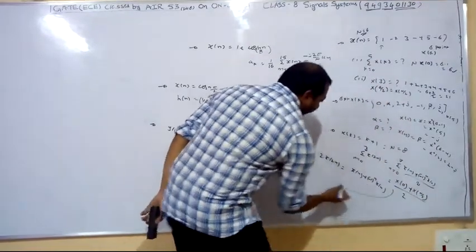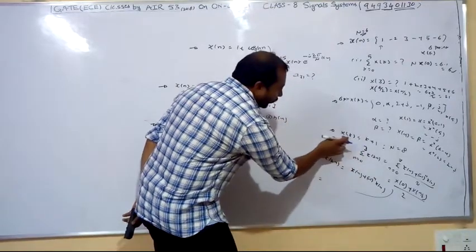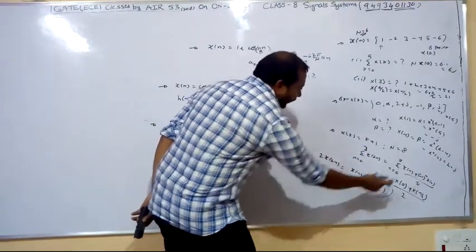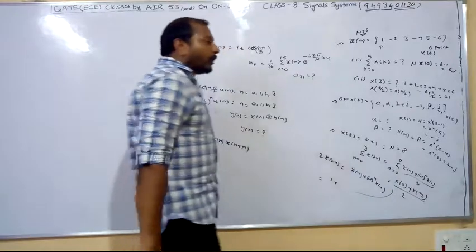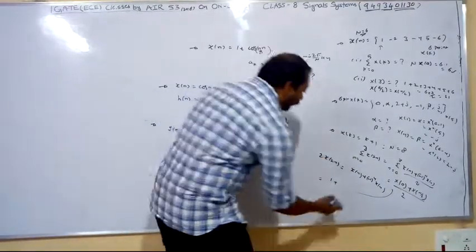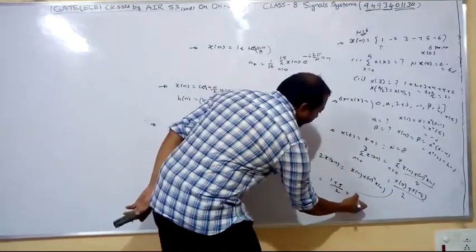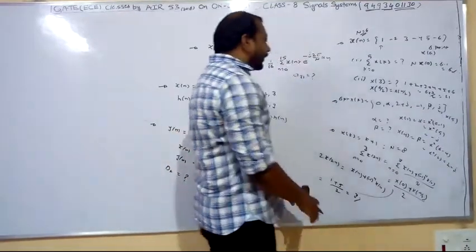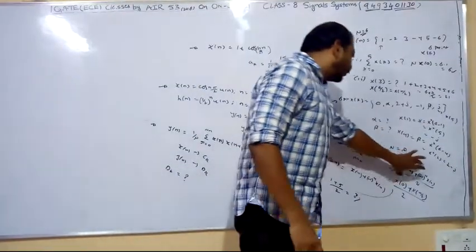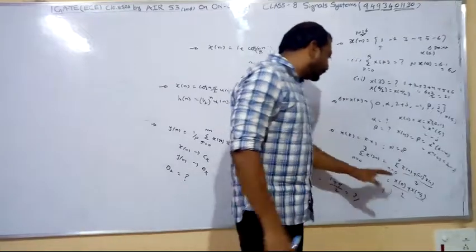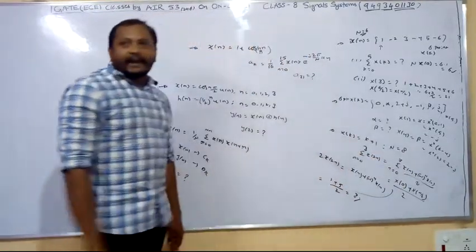From this we can write this value: x of 0 is equal to 1, plus x of N by 2, which is nothing but x of 4. X of 4 is nothing but 5. So 1 plus 5 divided by 2, this value is equal to 3. Directly you can write it. Of course, if you do not get the idea about this one, then directly expand it.